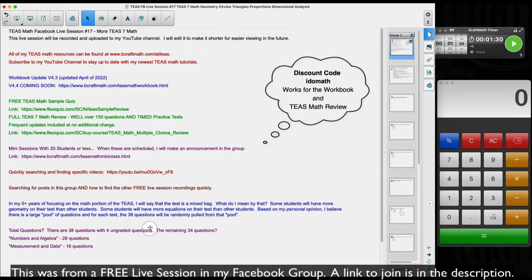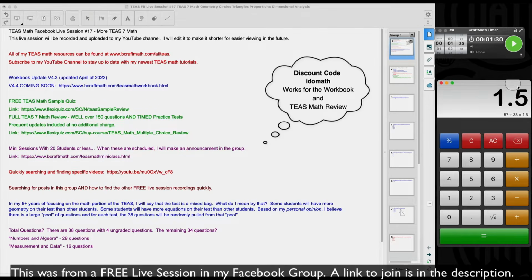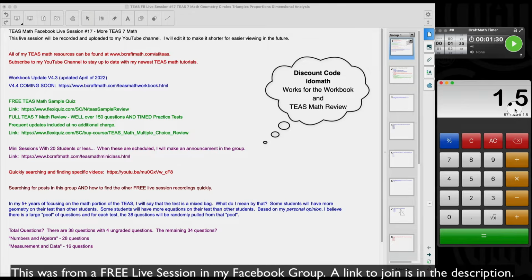So we need to treat all 38 questions as if it was one of the graded ones. So if we take the 57 minutes that you have, this is how long you have on the new TEAS. If you take 57 minutes and you divide it up into 38 questions, this is where I'm getting 1 minute and 30 seconds from. 1.5 minutes. So 1 minute and 30 seconds.